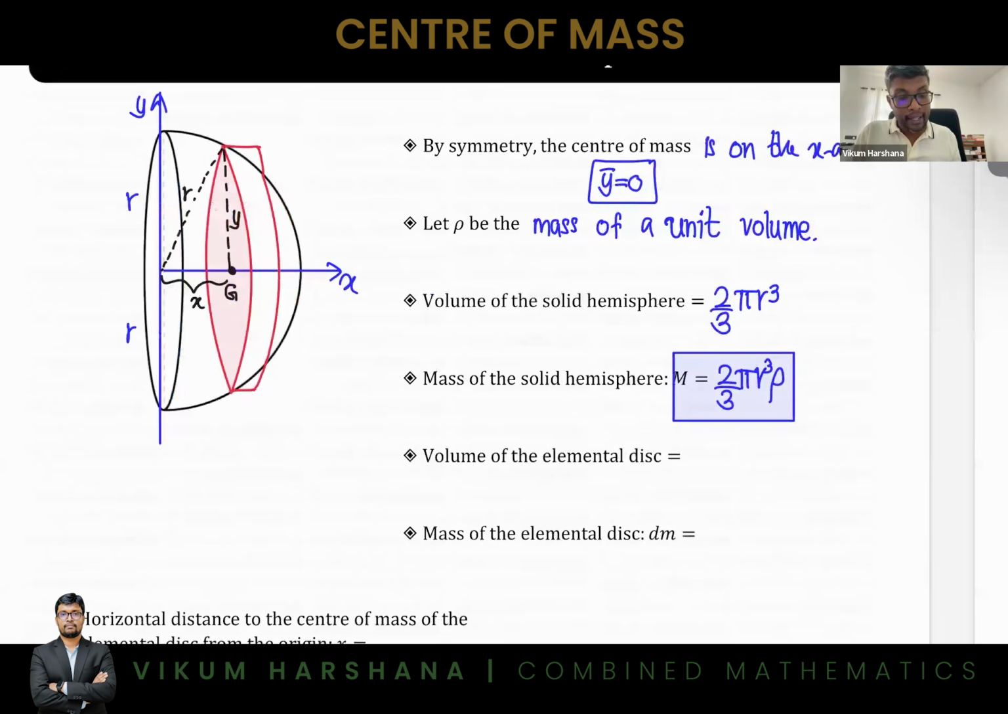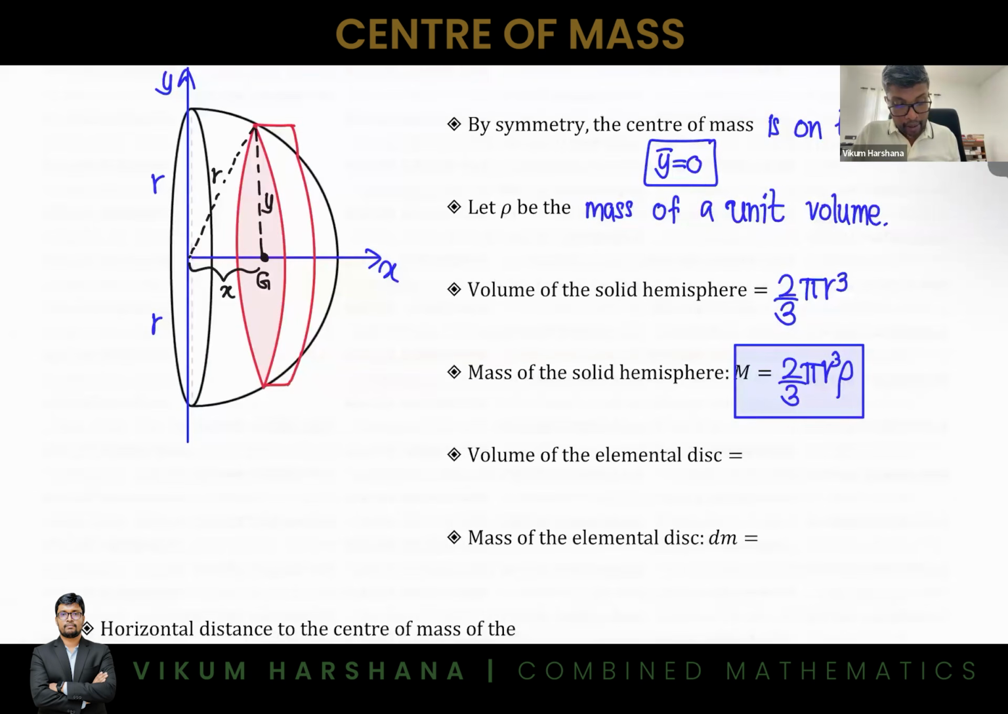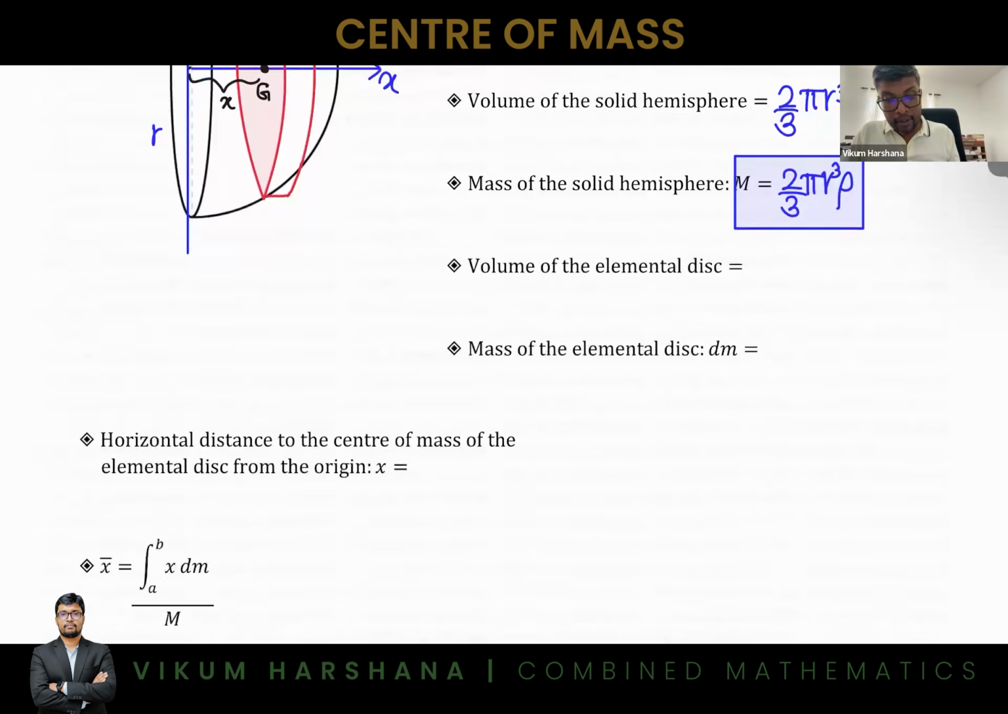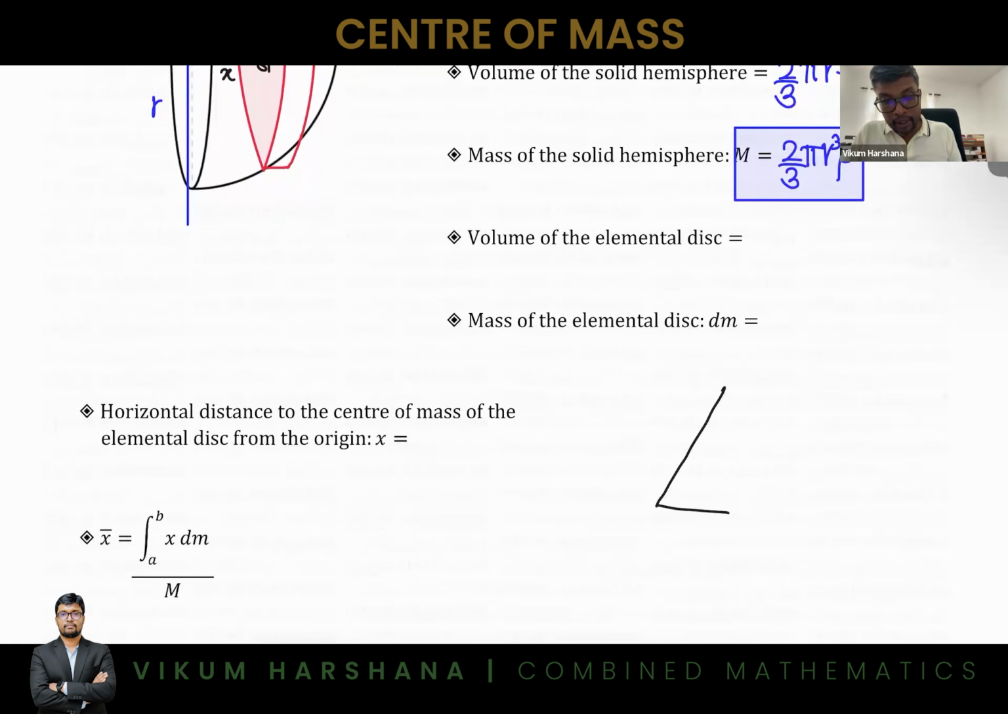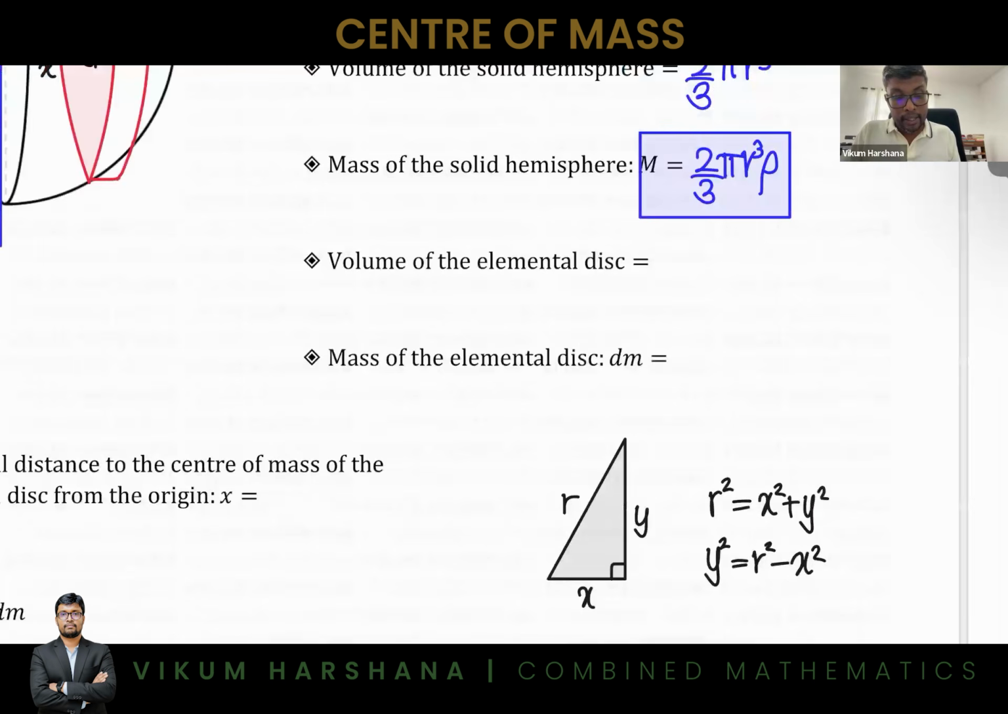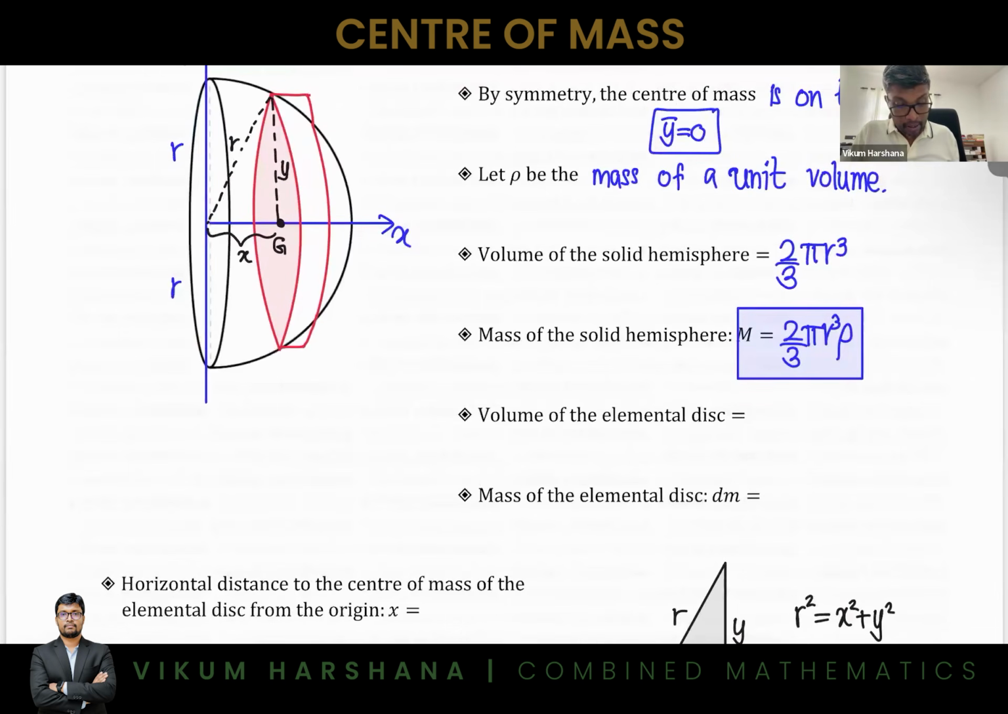Now we are going to take that right angle triangle. When you see a right angle triangle, you know that it's going to be Pythagoras, right? Okay, so r was there, y was there, and x was there. So it's r squared equals x squared plus y squared. So you can write y squared as r squared minus x squared. That's enough.